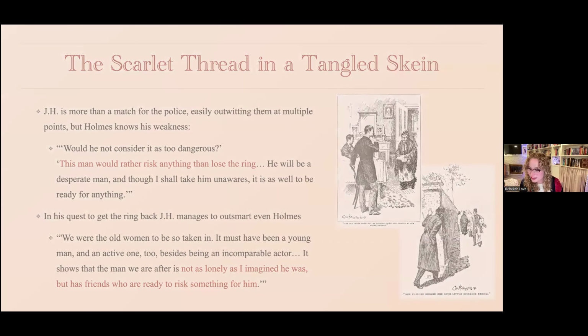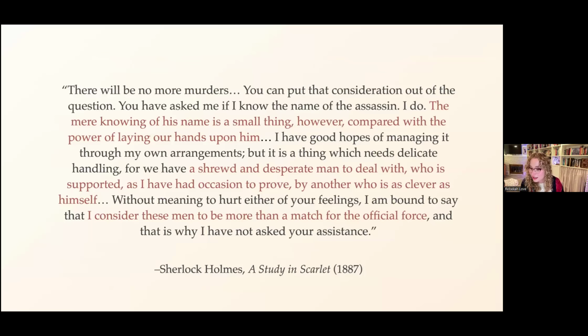Holmes still manages to work out the killer's identity when the police cannot, but chooses to withhold that information for some further end, dismissing their concern about future victims. There will be no more murders. You can put that consideration out of the question.